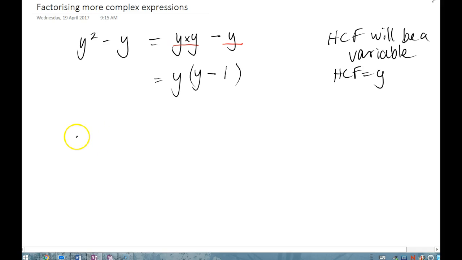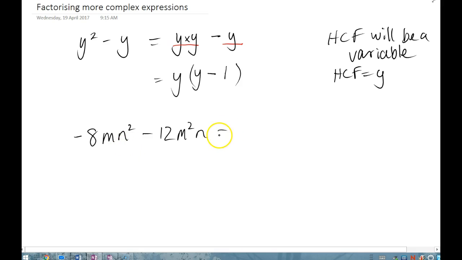So let's do this one. We'll throw some numbers in as well. -8mn squared, and let's go minus 12m squared n. Okay, so this highest common factor, because I've got numbers and letters, my highest common factor now is going to have numbers and letters.